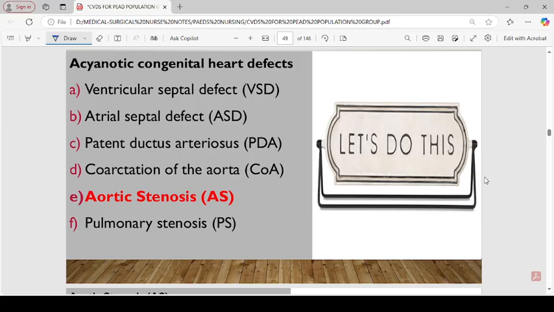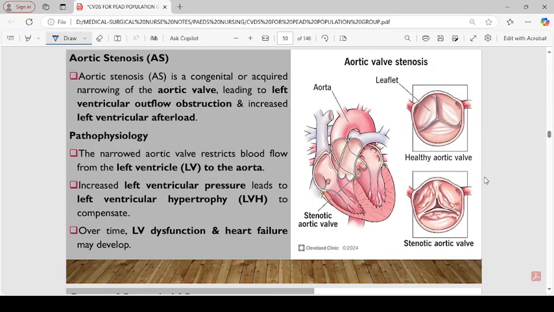The next congenital disorder is aortic stenosis, abbreviated as AS. AS is a congenital or acquired narrowing of the aortic valve, and this normally leads to left ventricular outflow obstruction and increased left ventricular afterload.